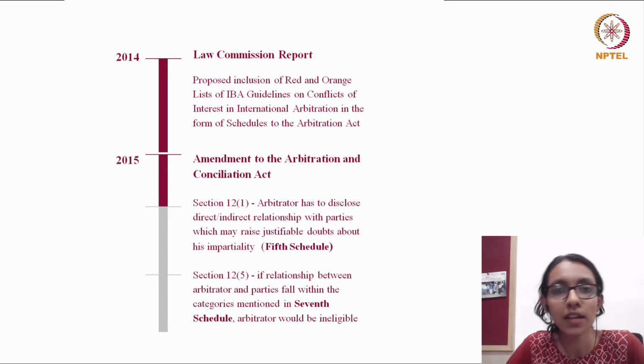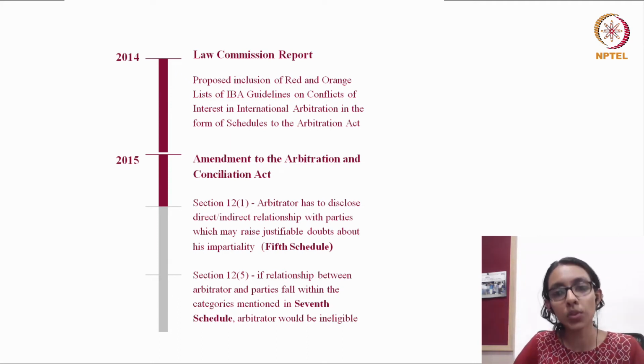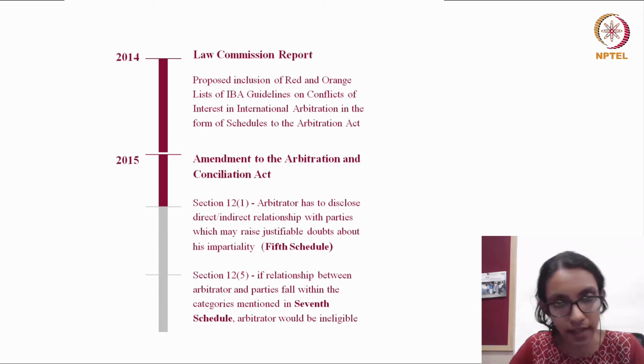So the International Bar Association has come up with certain guidelines on the conflicts of interest in international arbitration. And these guidelines have something called the red and orange lists. These two lists enumerate the categories of relationship between the arbitrators and the parties, which can raise the presumption of bias on the part of the arbitrator. So the Law Commission in its report in 2014 proposed the inclusion of something similar to the red and orange lists as schedules to the Arbitration and Conciliation Act.